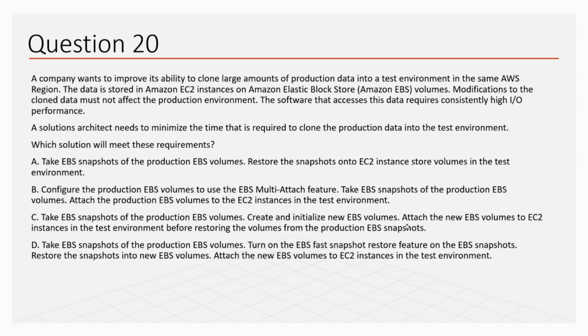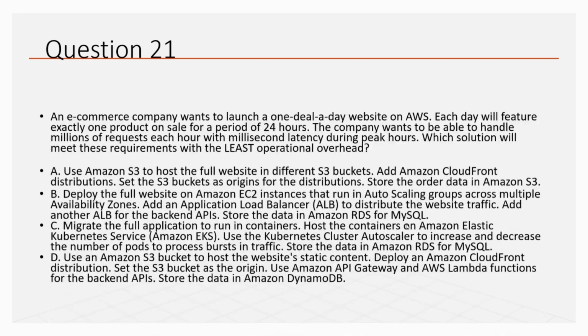Then option D is take EBS snapshots of the production EBS volumes. Turn on the EBS fast snapshot restore feature on the EBS snapshots. Restore the snapshots into the new EBS volumes. Attach the new EBS volumes to EC2 instances in the test environment. The correct option is option D, which says you have to take the EBS snapshots of the production EBS volumes and turn on the EBS fast snapshot restore feature on the EBS snapshots. Restore the snapshots into the new EBS volumes and attach the new EBS volumes to EC2 instances in the test environment. So that is what you are supposed to do.